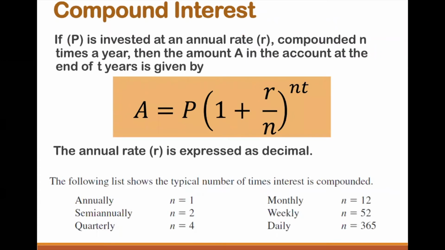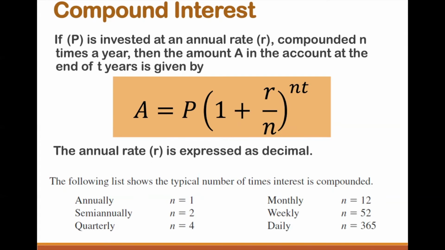So we have compound interest. So P is invested at an annual rate R compounded n times a year. Then the amount in the account at the end of t years is given by, again, the amount is equal to the amount invested times 1 plus R, the annual rate, over n, the times of a year, raised to nt. So the annual rate is expressed as a decimal.